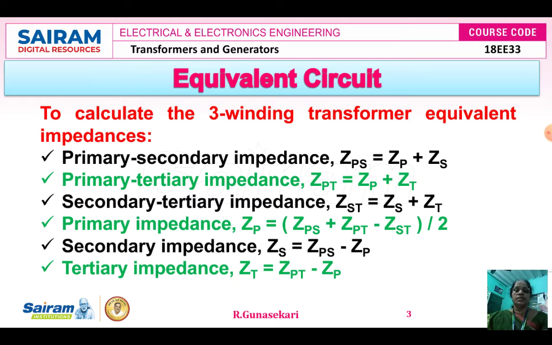The primary impedance ZP is equal to the primary secondary impedance ZPS plus the primary tertiary impedance ZPT minus the secondary tertiary impedance ZST, divided by 2. The secondary impedance ZS is equal to the primary secondary impedance ZPS minus the primary impedance ZP. Finally, the tertiary winding impedance ZT is equal to the primary tertiary impedance ZPT minus the primary impedance ZP.